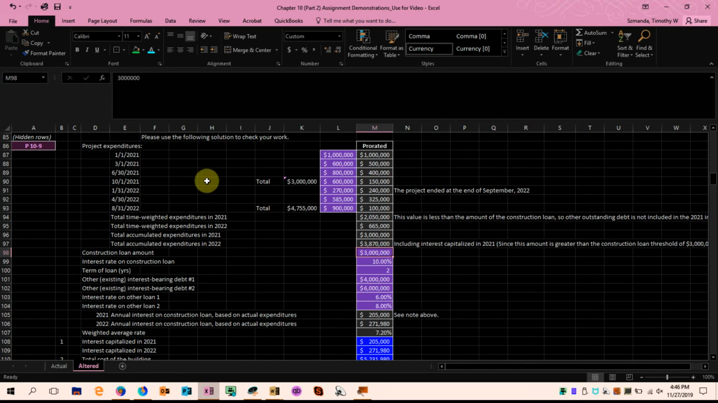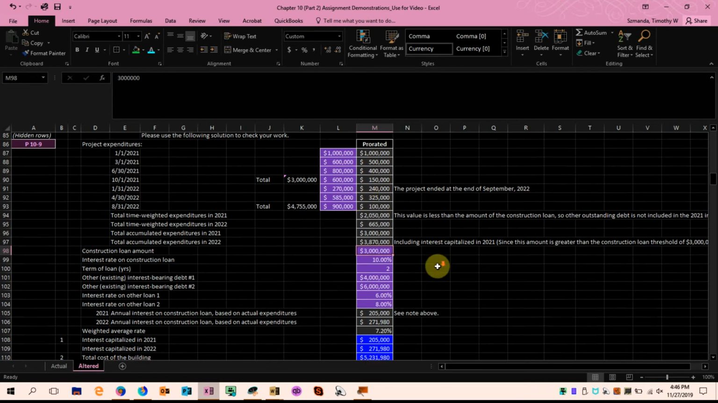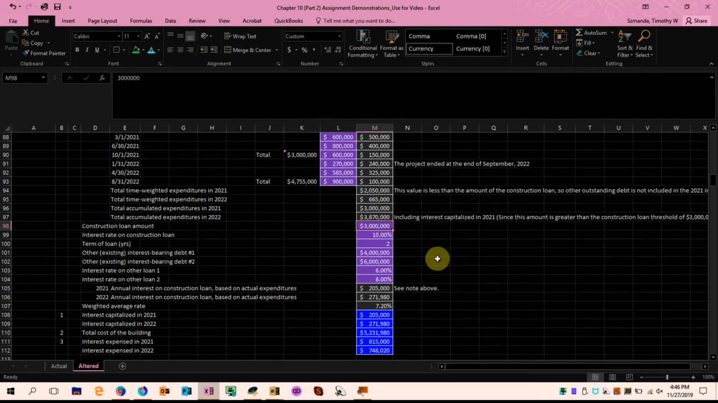The objective of this problem is to capitalize interest each year. This is a 2-year project, 21 and 22. And so we have to prorate the expenditures based on how long those expenditures were outstanding during the year. And we only do that to, again, assist us in determining how much interest to be capitalized on the loan.